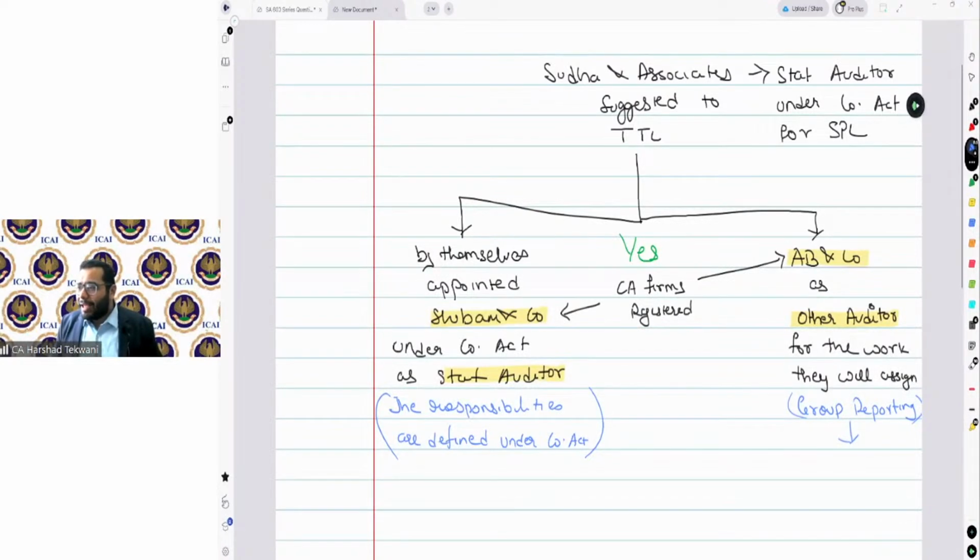So the role of the component auditor is their responsibility for reporting on the financial information of a component which is included in the financial information audited by the principal auditor. So they somewhere assist Sudha and Associates. They perform some procedures based on the guidance provided by the principal auditor.